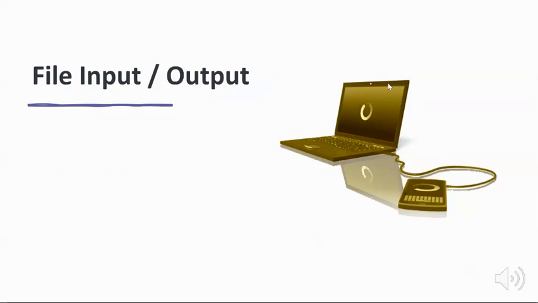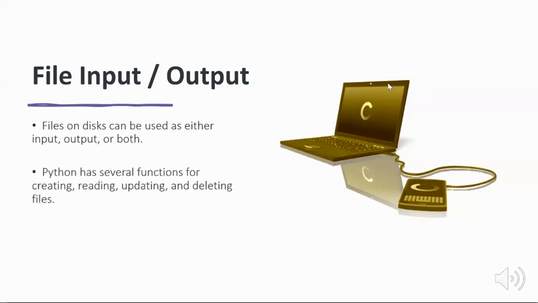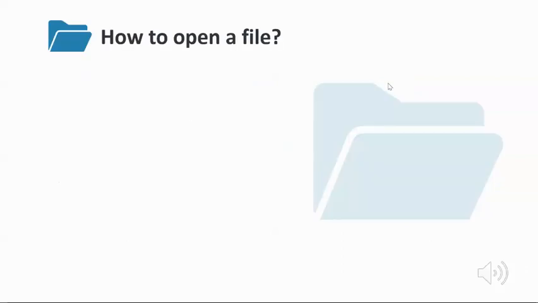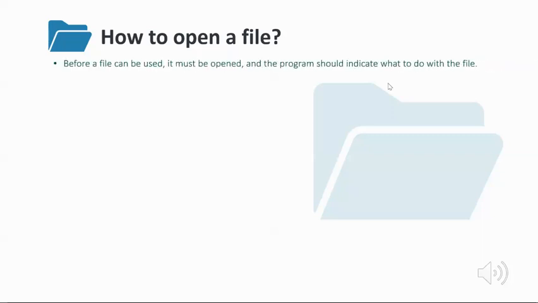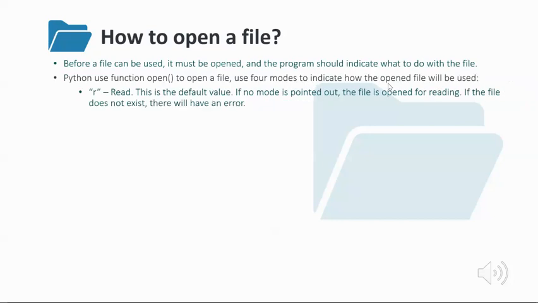In programs, files on disks can be used as either input, output, or both. Python has several functions for creating, reading, updating, and deleting files. In Python, how to open a file. Before a file can be used, it must be opened, and the program should indicate what to do with the file. Python uses function open to open a file.